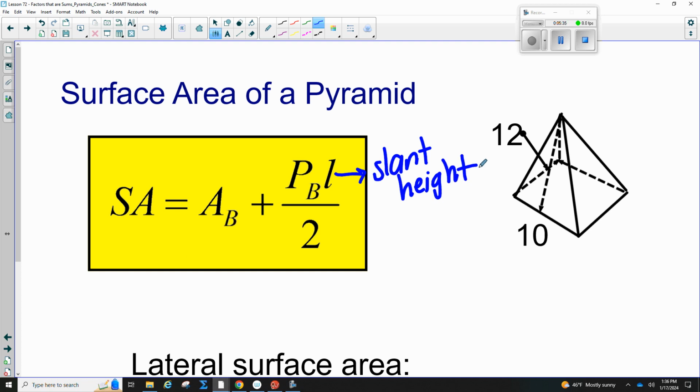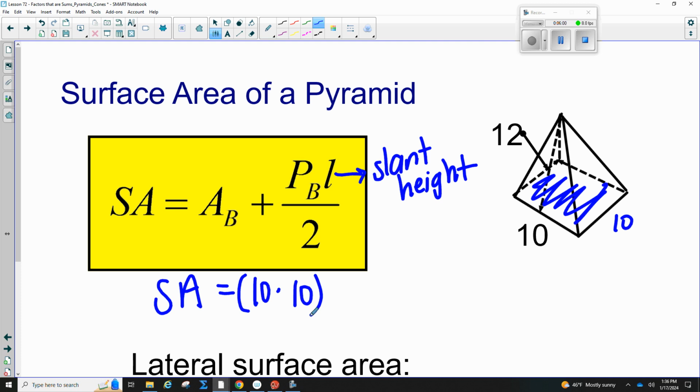Let's go ahead and do the entire surface area first of this pyramid. So surface area is equal to area of the base. My drawing is not very good, but that is a square. So what should I put for area of the base? 10 times 10. This square right here is the base. The picture in the book will be better. 10 times 10 for area of the base.